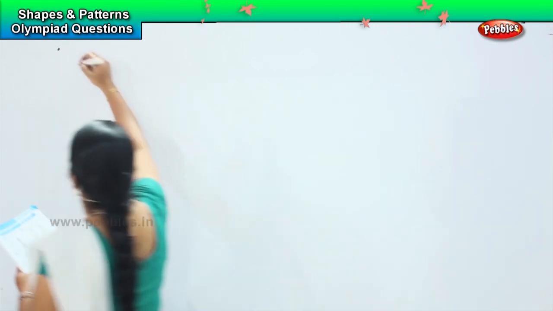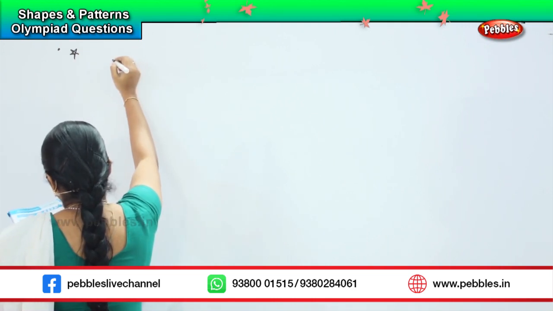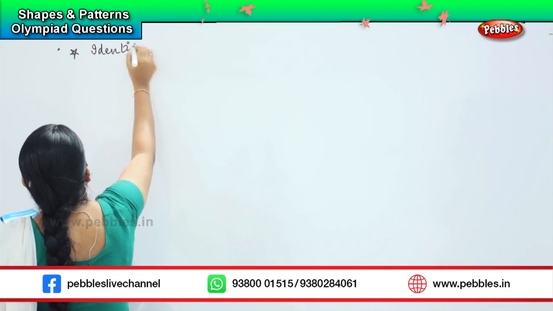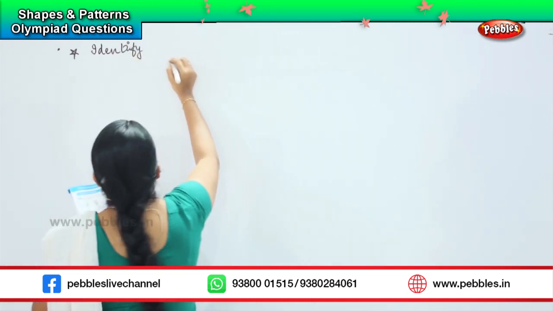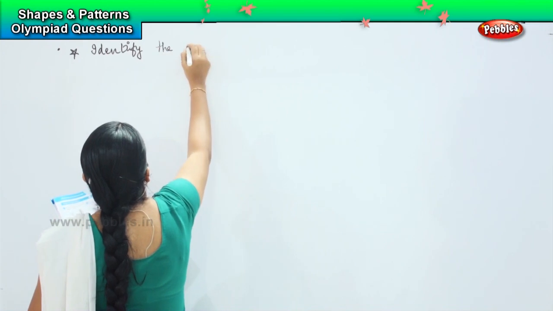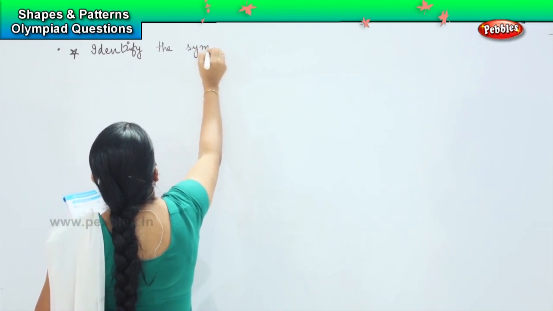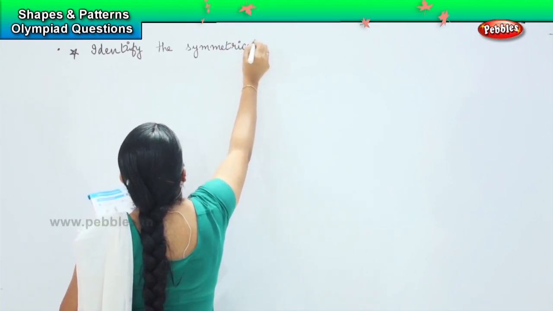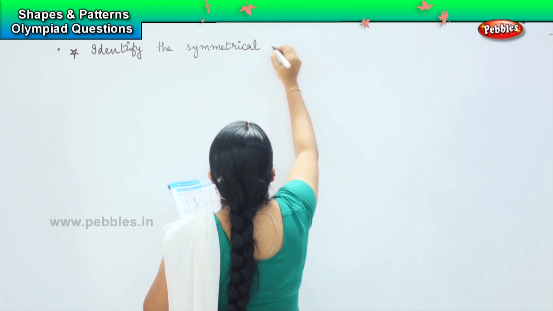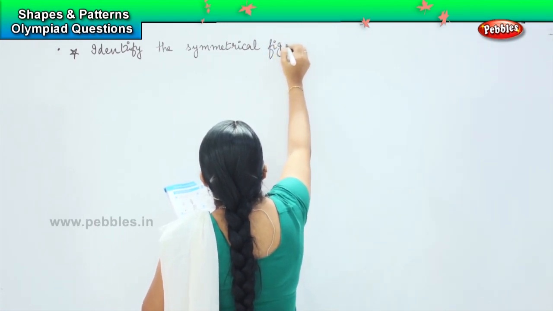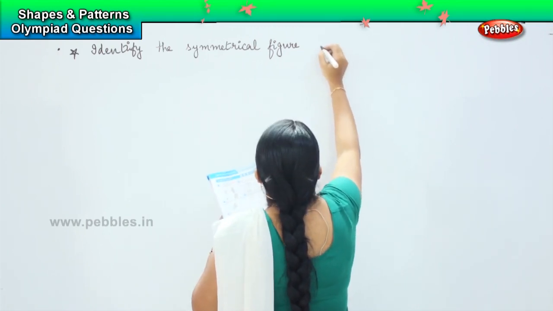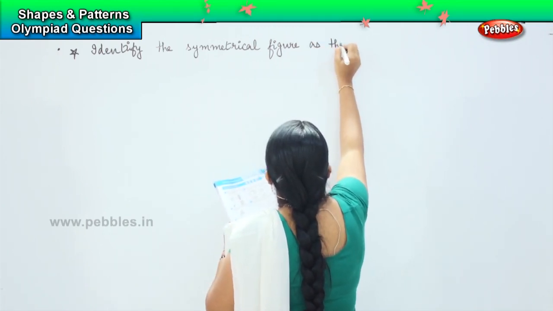So here is your next question. Clear? The next question says, identify the symmetrical figure as the line of symmetry.